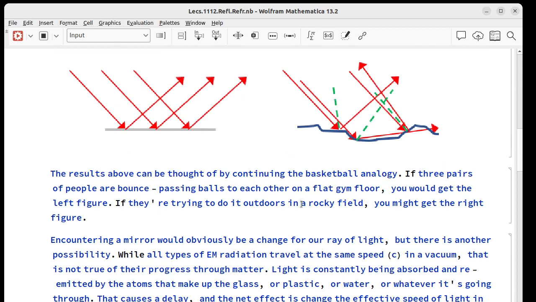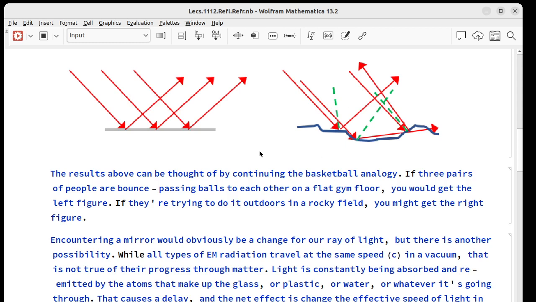If you want to think about this in terms of people passing basketballs, imagine you've got three pairs of people just bounce passing balls on a flat gym floor. You'd pretty much get this picture on the left. On the other hand, if you take them outside in a rocky field and have them do it, where the ground is all over the place, you're liable to see those balls go in a variety of different directions.